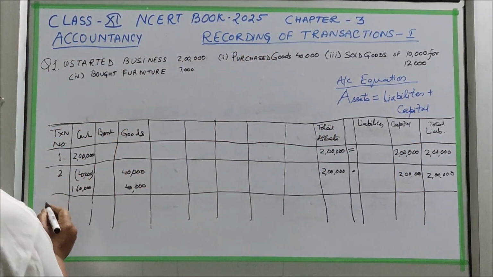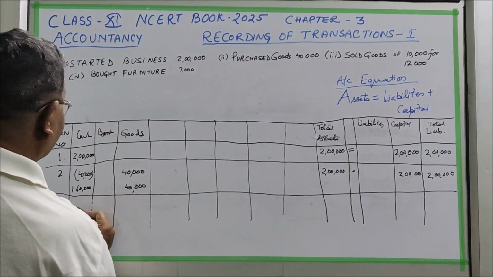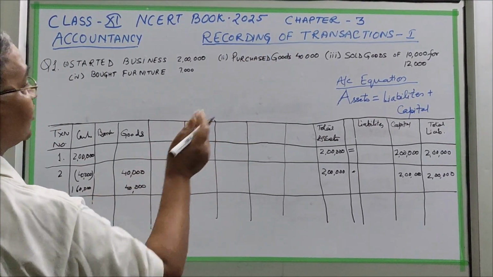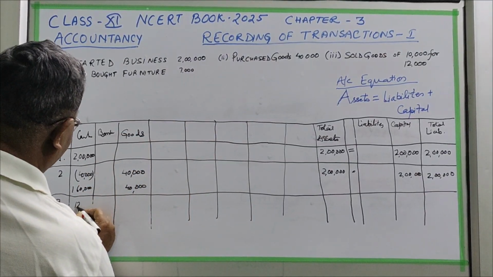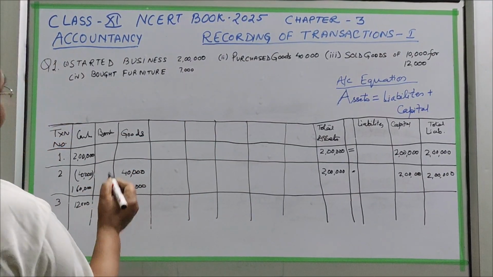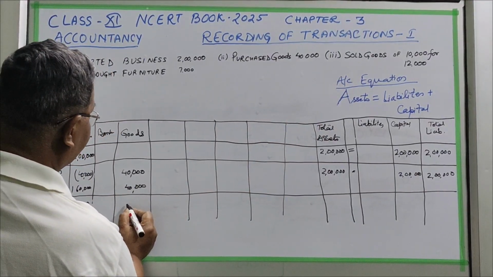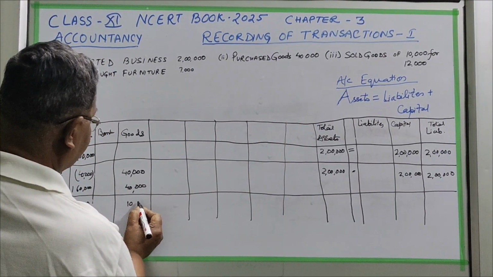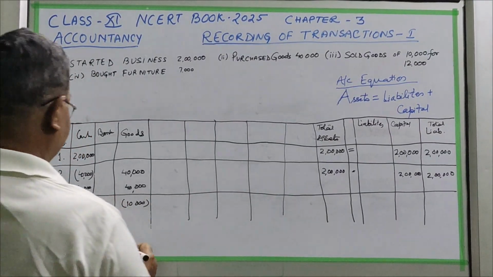So the third one is you have sold goods. Sold goods means your cash has come. Sold goods of 10,000 for 12,000. How much cash will come? 12,000 cash will come. Goods, how much goods will reduce? Its cost is 10,000, so it will be reduced by 10,000. So in brackets we are writing it so that it denotes a minus entry.